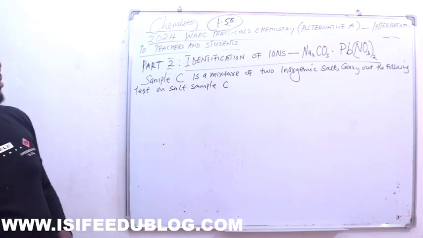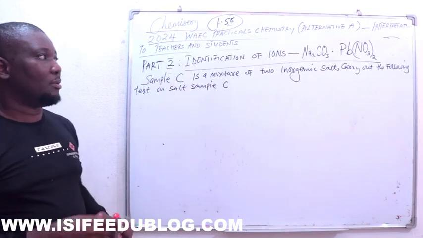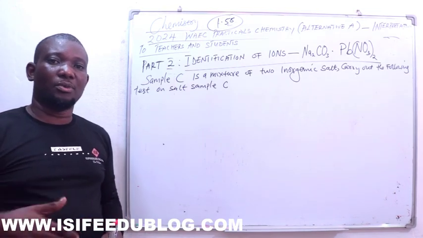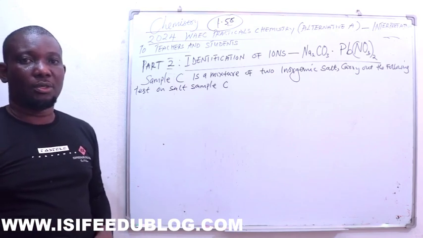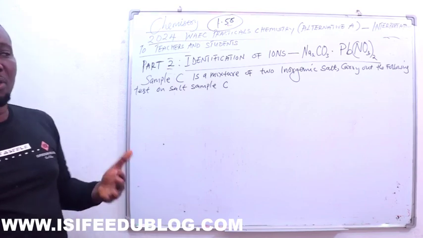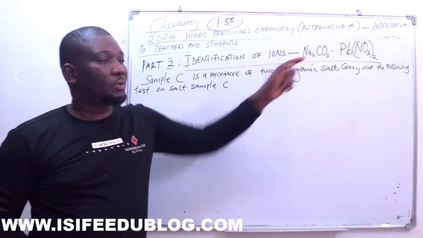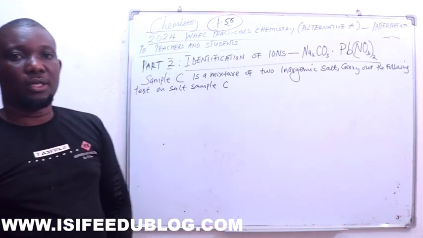In this video, I'm going to be unraveling many of the weaknesses and errors that students most often commit when they are carrying out a titration. Now, you are given two soluble salts: sodium trioxocarbonate(IV) and lead(II) trioxonitrate(V).